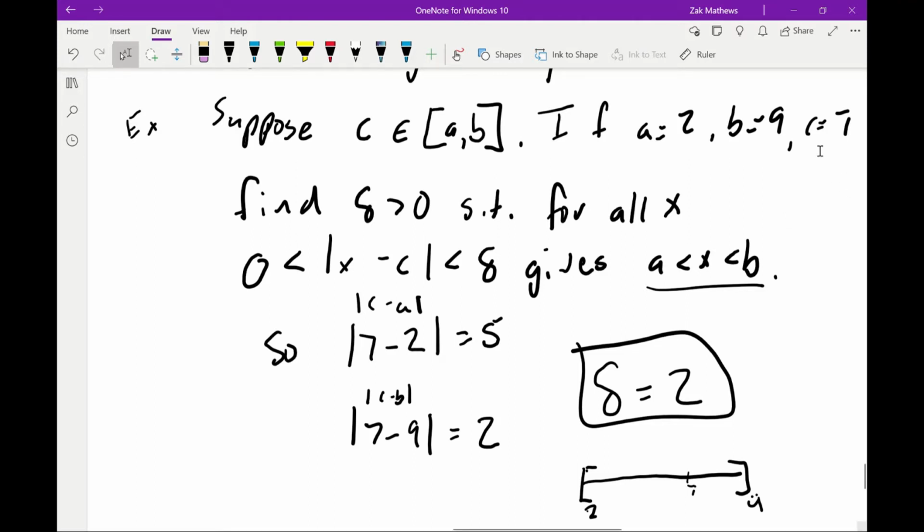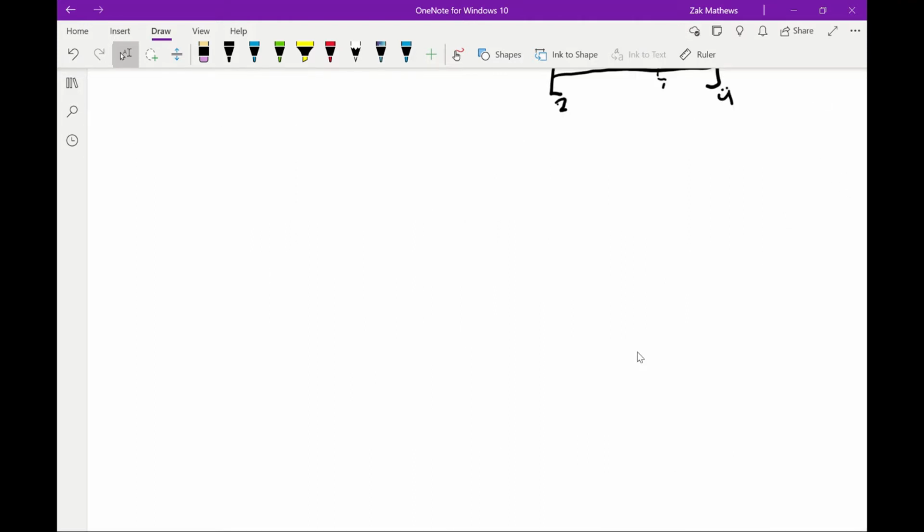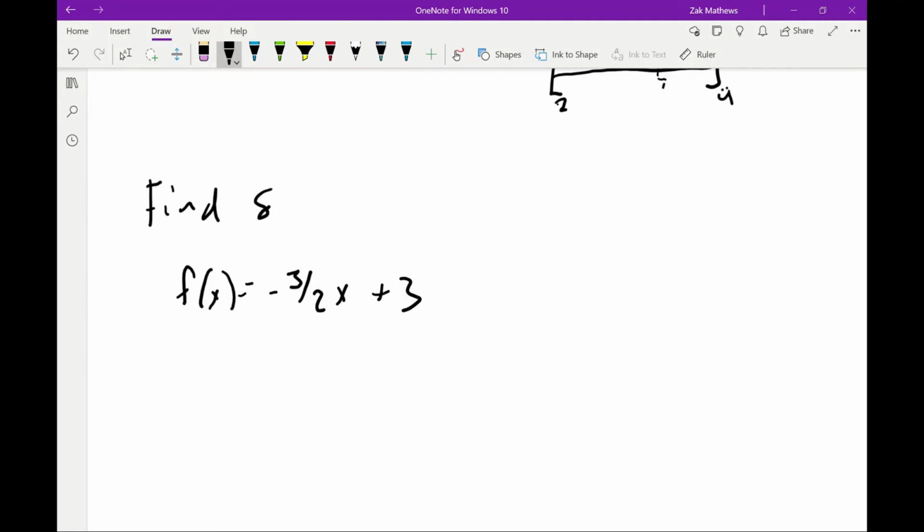Let's take another example. This one I'm going to draw out. Again, we want to find the delta. f of x is equal to negative 3/2 x plus 3. c is equal to negative 3. The limit is equal to 7.5. We're dealing with both the x and the y direction. Epsilon is equal to 0.15.